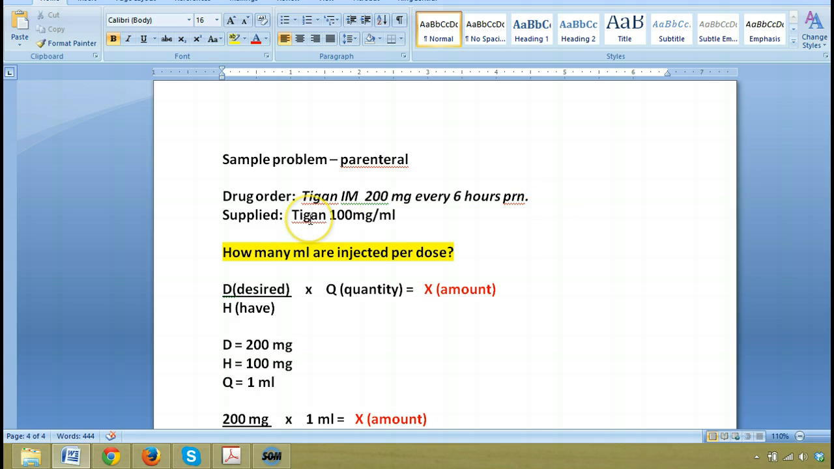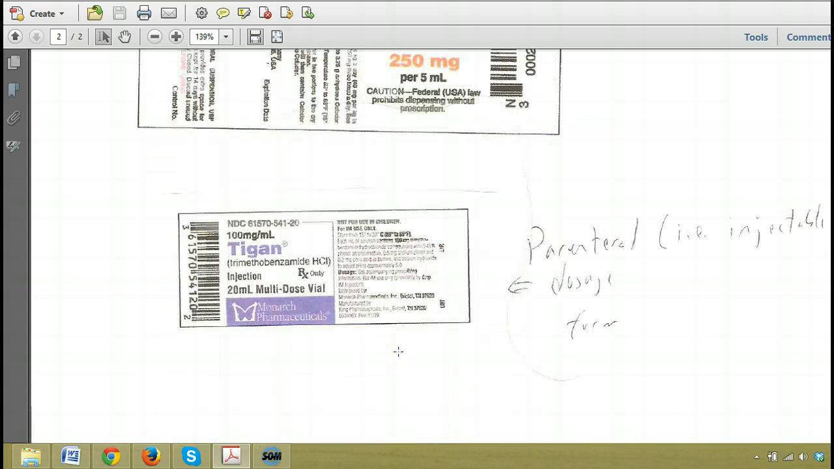It's supplied in a little vial, Tygan, 100 milligrams per mil. Let's take a look at that label. If you can see this, here's the label on a vial. And remember, here's the strength, 100 milligrams per mil. If you see per mil, that means per 1 mil, okay? The bottle is a multi-dose vial, so a syringe can be put in there multiple times to draw out how much you need for the injection.